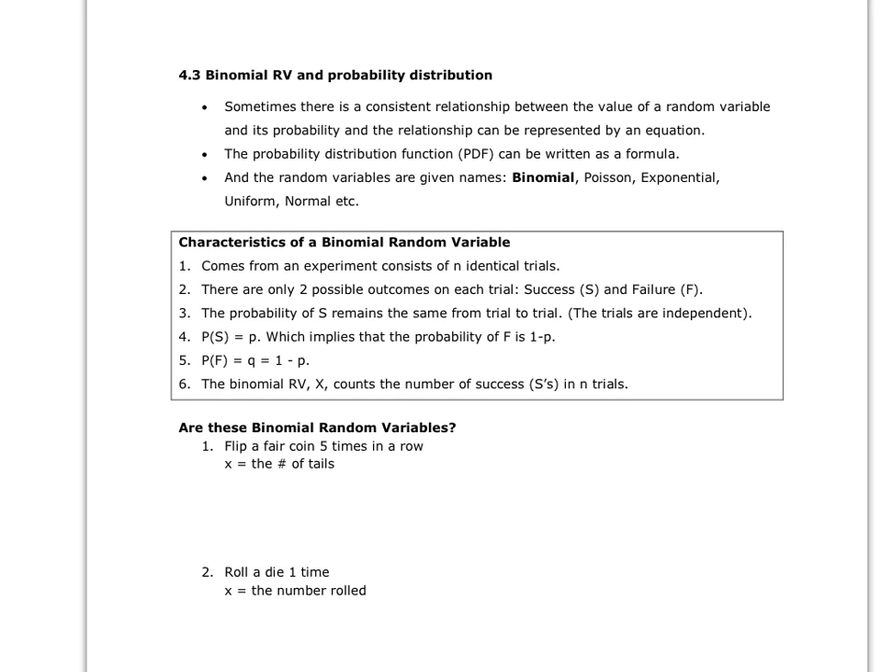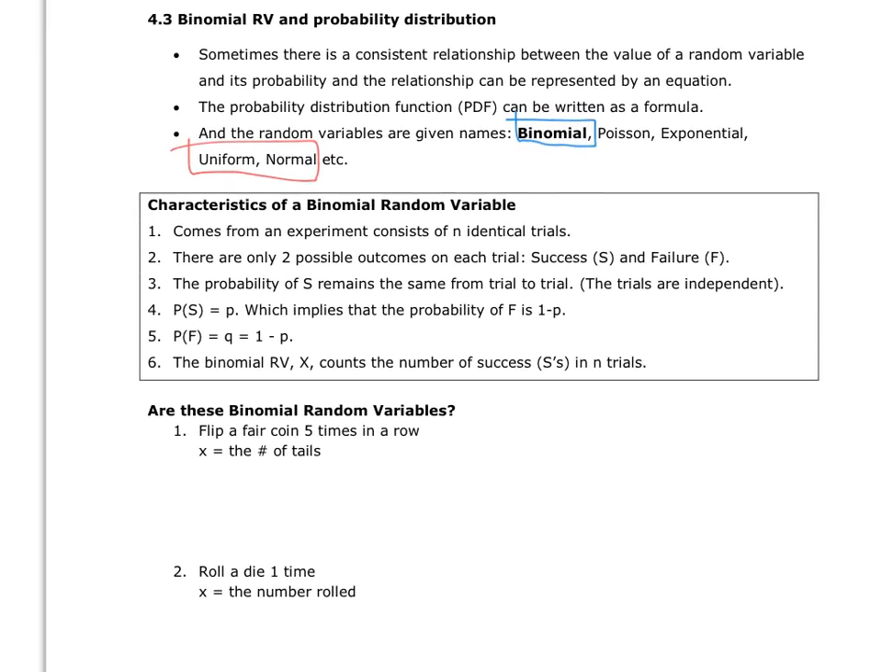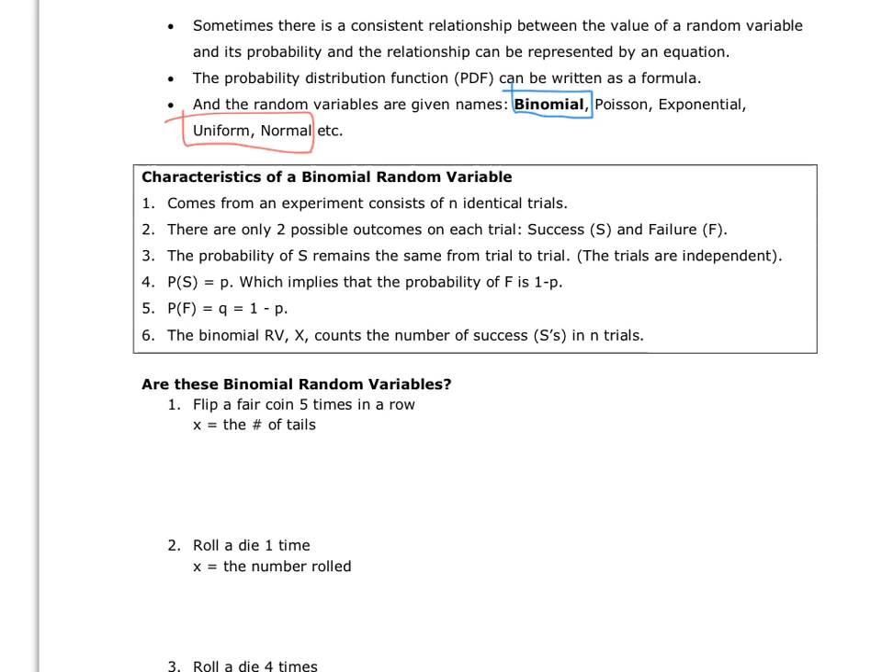There are a lot of random variables that we can write as a formula, and so they have names. We are focused on binomial in this section. Some others that are common are Poisson, exponential, and then uniform and normal. We will look at uniform and normal in the chapters to come as well. So let's take a look at what makes a random variable a binomial random variable.